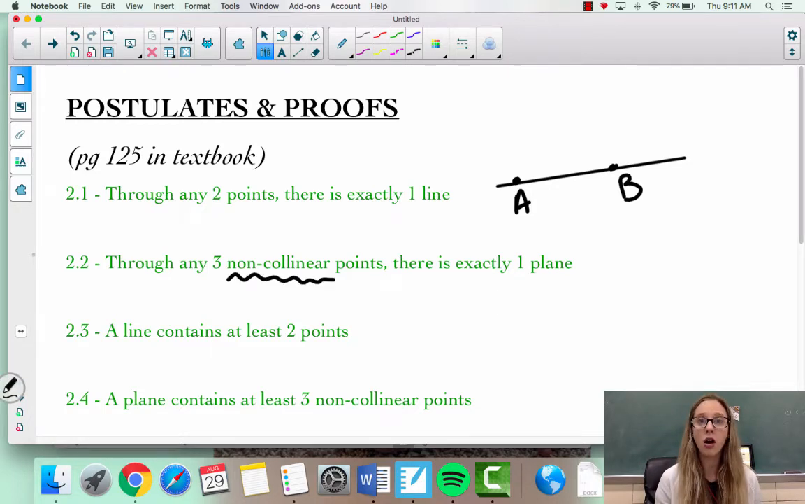2.2 says through any 3 non-collinear points, that's important. Non-collinear means not on the same line. There is exactly one plane. So that's kind of just our definition of a plane. A plane is created by 3 non-collinear points, A, B, and C. So these 3 points would make a plane.